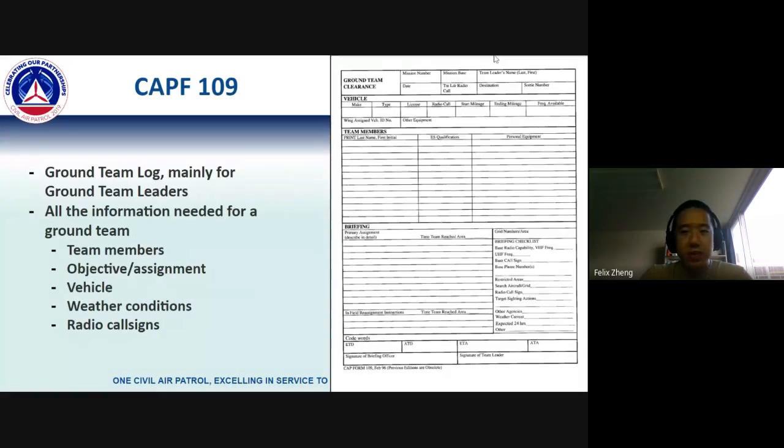So, some of the forms that we will be using. This is a CAP Form 109. It is the ground team log, and mainly the ground team leader will be handling this form, but if the ground team leader is too busy, they can hand it off to someone else to write it. This is all the information that you need for a ground team: team members, objectives or the assignment you're trying to complete, the vehicle, weather conditions, and radio call signs that you'll be using.